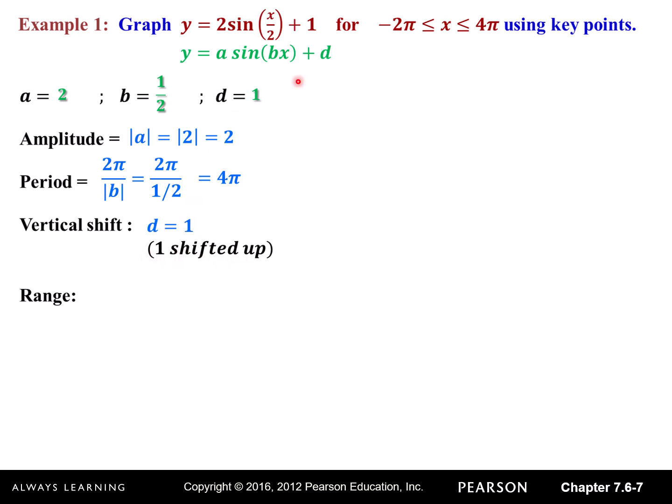And then let's now graph the sine function. In graphing, we will be needing the period and the values of a and d for the key points. So let's start graphing. Let us start plotting 4 pi on the x-axis. So this is 4 pi.